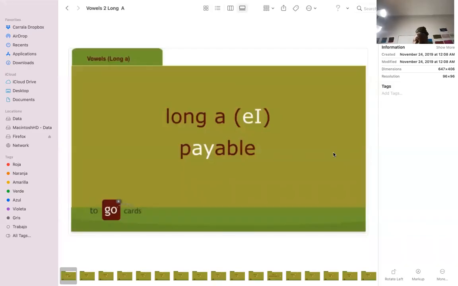So let's share the screen again. I'm going to click. Once again, we have the long A. There was one thing I forgot to tell you. You see this? This is a phonetic alphabet. This is how the long A is represented in phonetics.